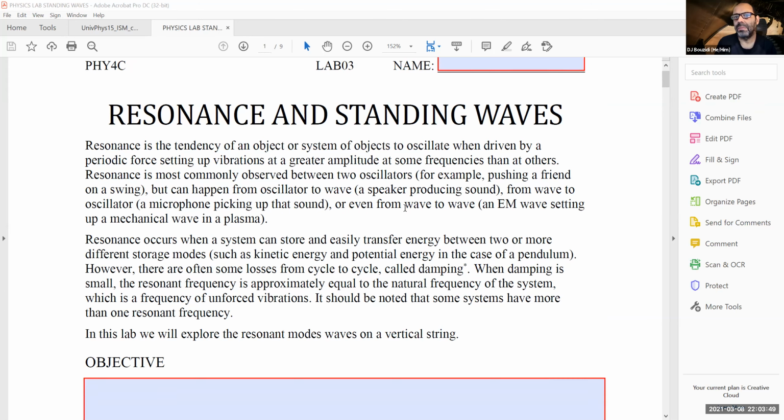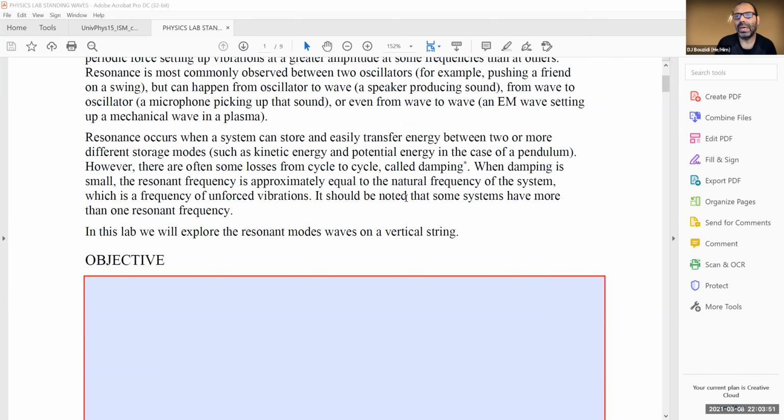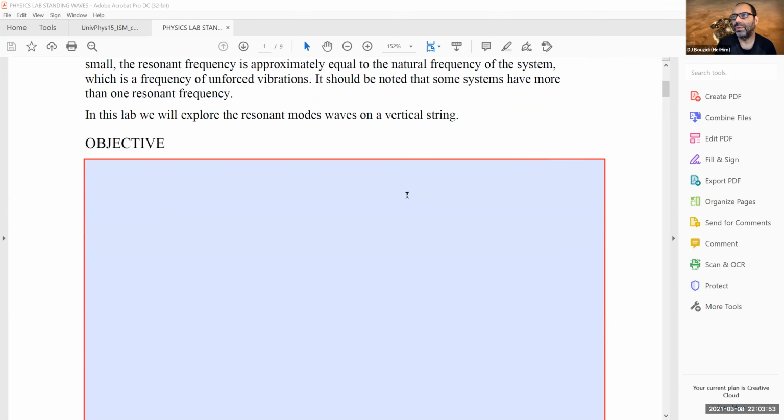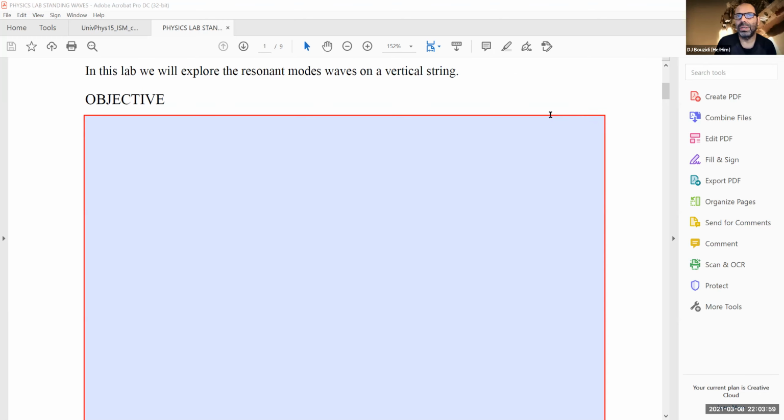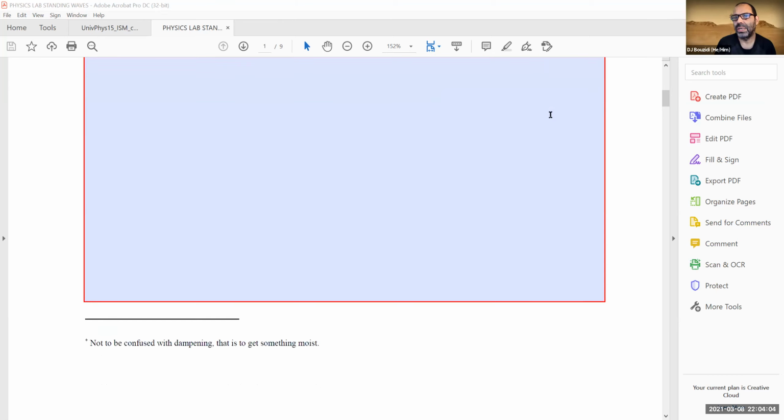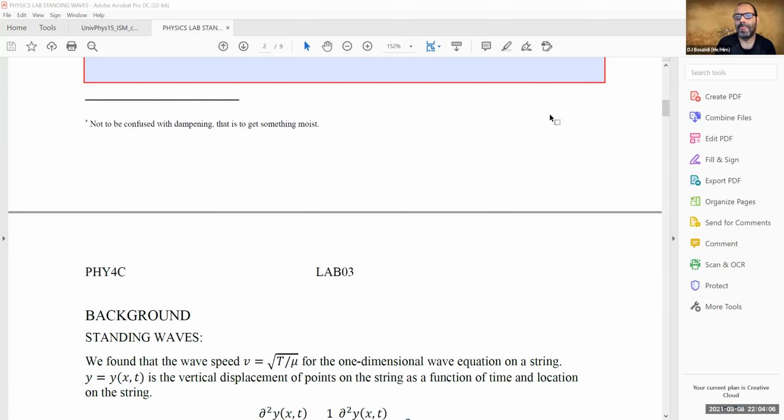So again, the name in here, please read through this, go back through the lecture and try to understand what we're doing in terms of standing waves and also in terms of resonance. It is important that you know exactly what the objective is. So if you're not sure, it's a good idea to leave it and come back to it later on. Make sure it's filled though, okay?